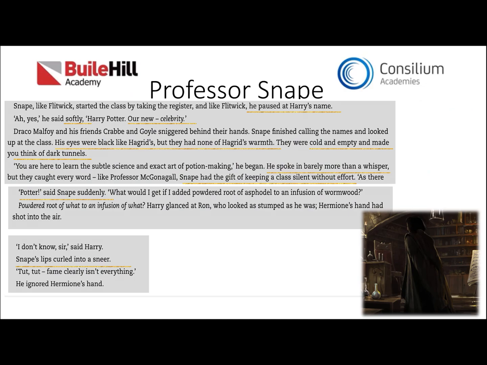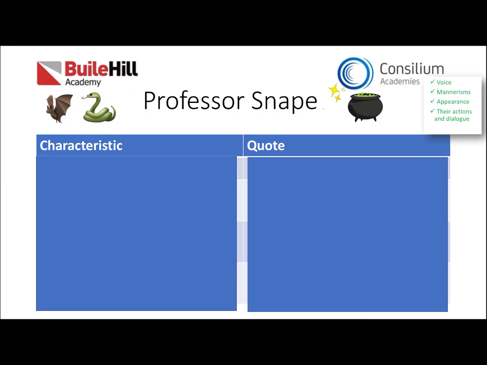On the other hand, Snape is characterised very differently. For example, he speaks softly and in a whisper, and his eyes are compared to dark tunnels and his lips curled into a sneer. Same as last time, please pause this screen and complete the table listing 4 of Snape's characteristics alongside 4 pieces of evidence for each point.